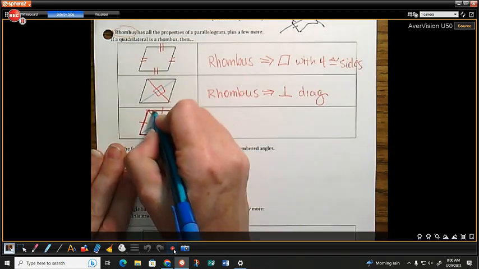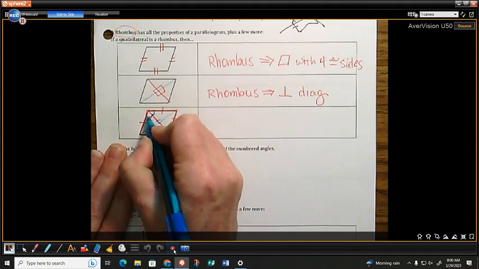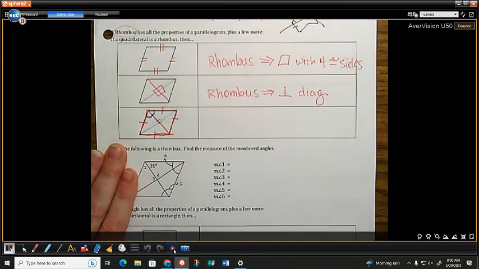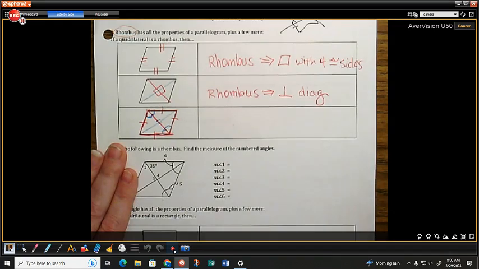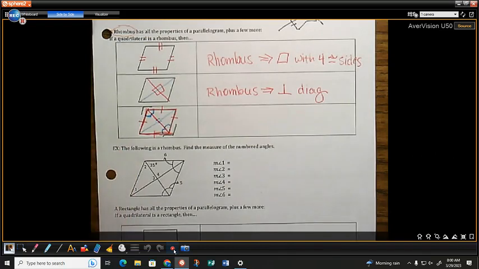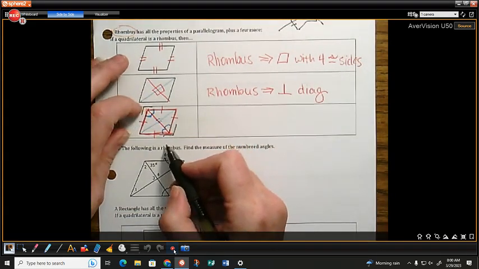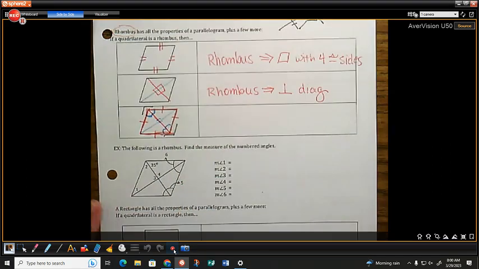So check this out. This angle right here is going to be congruent to that angle right there. Yeah. And this one here is congruent to this one here. But weren't these big angles already supposed to be congruent? Weren't opposite angles supposed to be congruent anyway? Yeah. So now, not only are opposite angles congruent, they're cut into two congruent adjacent angles.